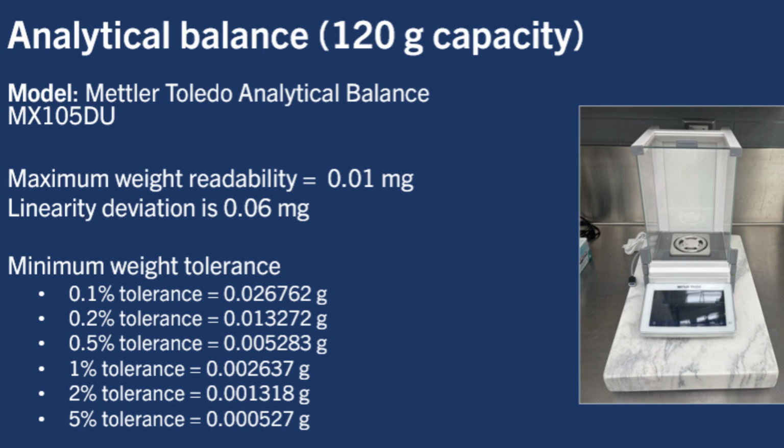The analytical balance can weigh samples at a maximum capacity of 120 grams. The model has a maximum weight readability of 0.01 milligram or 0.00001 gram. The scale has a linearity deviation equal to 0.06 milligrams or 0.00006 grams. As noted by the minimum weight tolerance listed on screen, as the weight decreases the tolerance percentage increases, meaning less precise measurements due to a wider acceptability range. This is because accuracy at very light weights is more heavily impacted by smaller fluctuations, like movement.